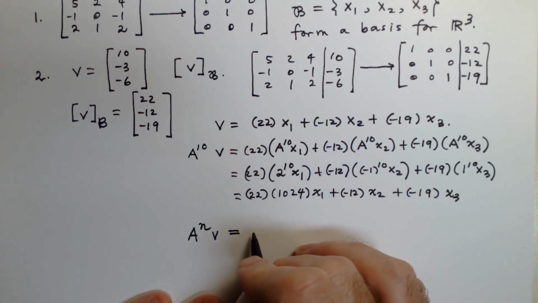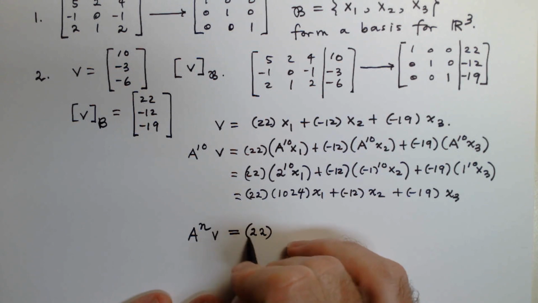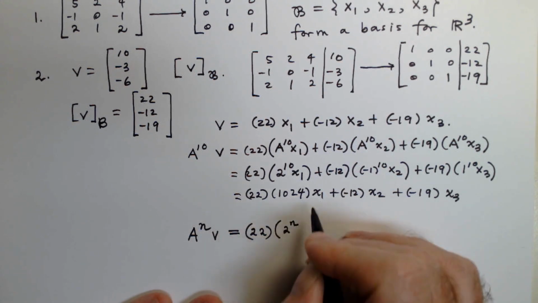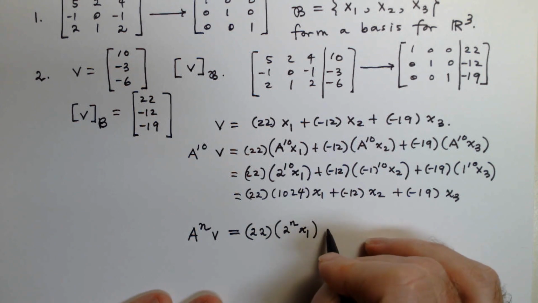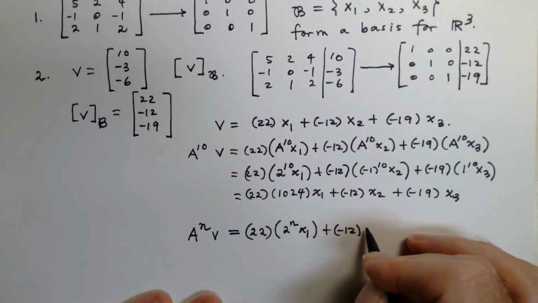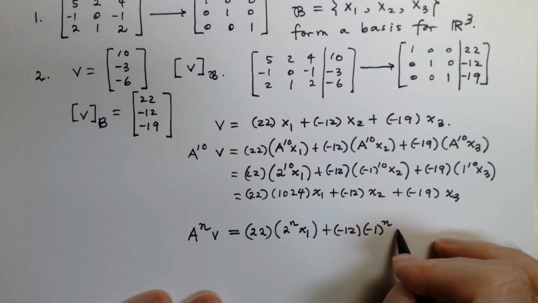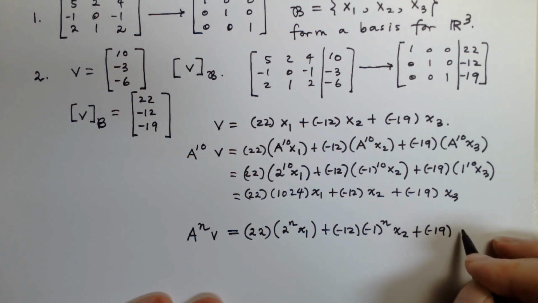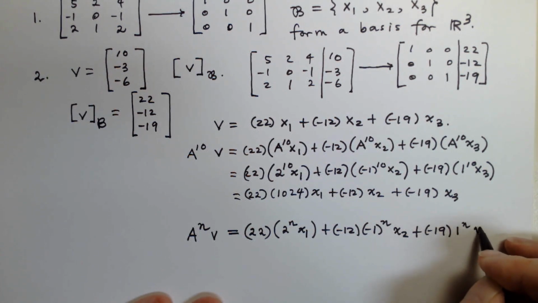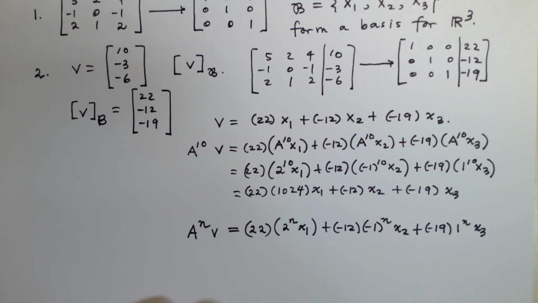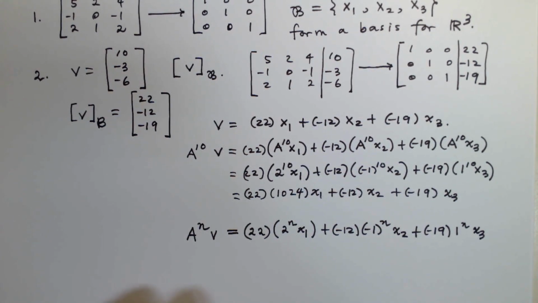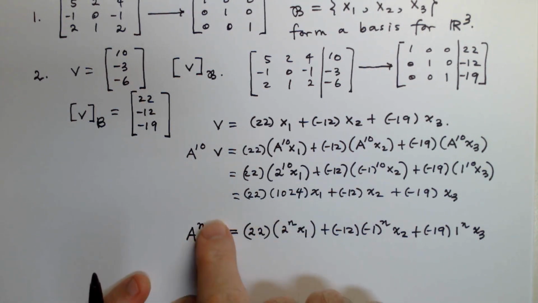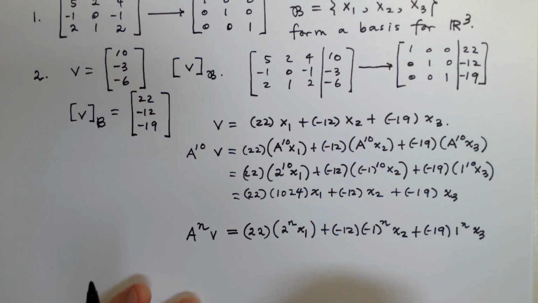It would have 22 times 2 to the nth times x1. We'd have negative 12, negative 1 to the nth times x2. And then finally, we'd have negative 19, 1 raised to the power of n times x3. And now many problems in matrix analysis turn into questions like this. What happens to A to the power of n applied to v as n goes to infinity, as n gets larger and larger? What's going to happen?